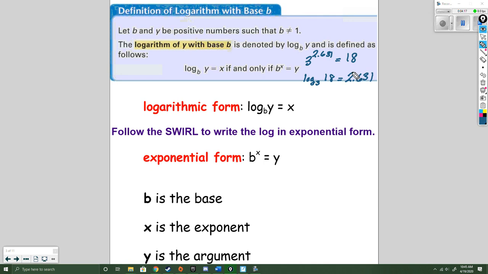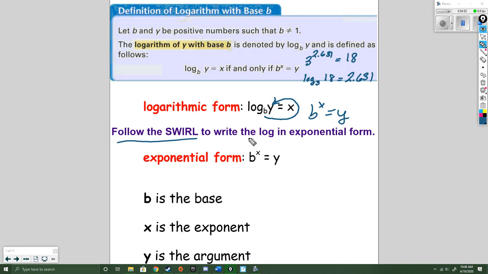One helpful way to rewrite logarithms and exponentials in that other form is by following the swirl method. The swirl method is really, really simple. There's nothing mathematical about it. We just start at the first variable, b, and swirl our way around. We start with b, meaning we write down b first. The next thing we would write down is x. We're just skipping right past y, and then we land at y. So that's b to the x equals y.